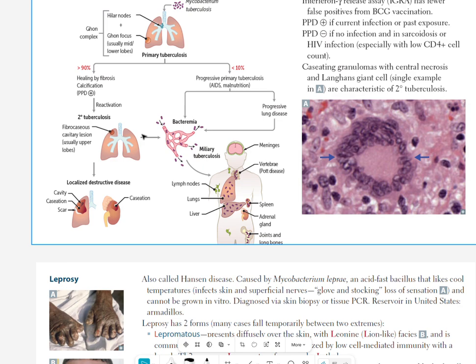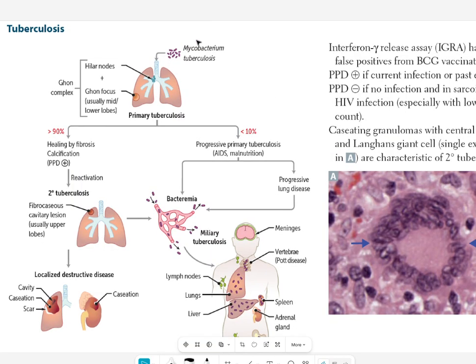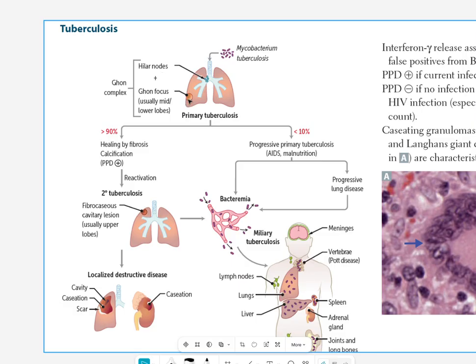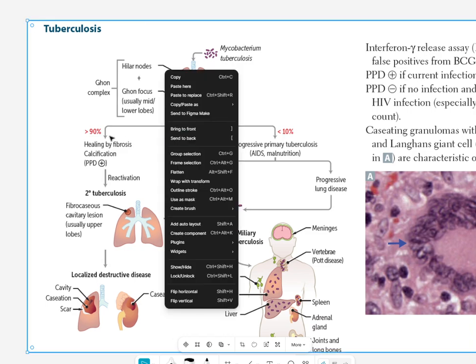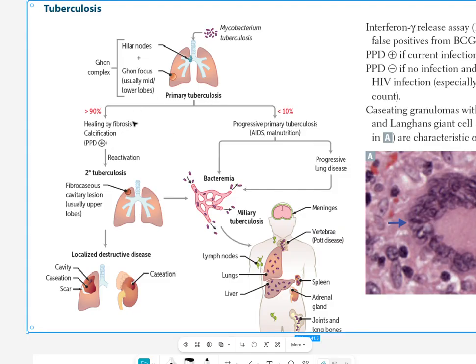Now we have reactivation, which is secondary tuberculosis. This occurs years later, with HIV, steroids, diabetes, malnutrition, or old age, and typically affects the upper lobes. It's important to know that primary TB usually affects the middle and lower lobes, and later secondary TB affects the upper lobes. You can see that here. This is a picture of Mycobacterium tuberculosis. Here you have the hilar nodes and Ghon focus, together called the Ghon complex. Primary tuberculosis is when you get it in the middle or lower lung zones, as you can see here.